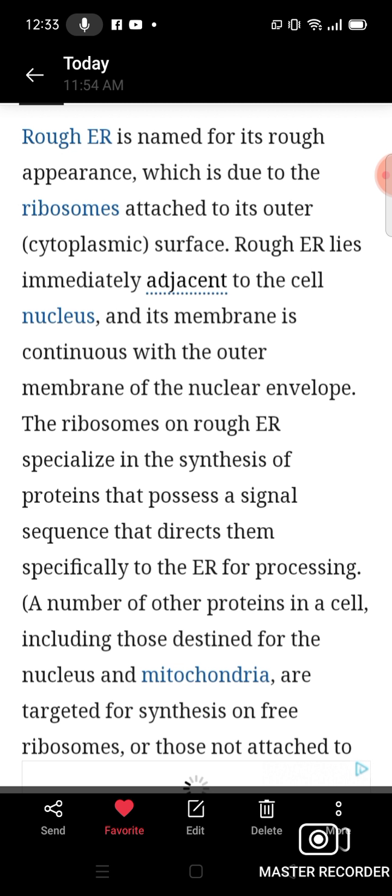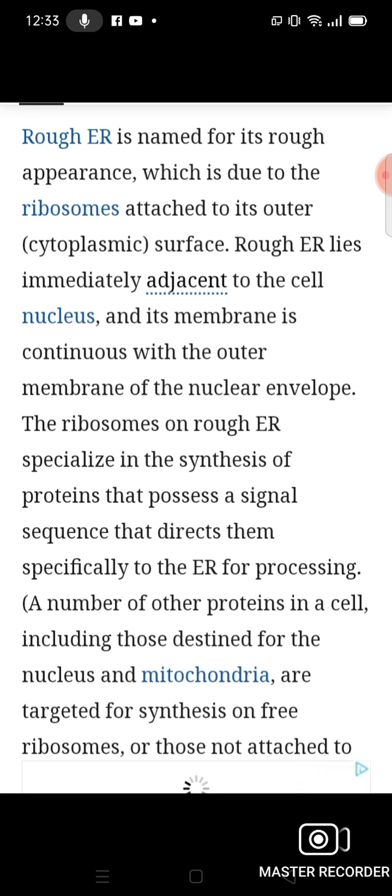Ribosomes which are present on the rough endoplasmic reticulum are specialized in the synthesis of proteins that possess a signal sequence that directs them specifically to the endoplasmic reticulum for processing. So these ribosomes make protein when they get a signal from the cell nucleus. When they get the signal from the nucleus in the form of messenger RNA, they start making and processing protein.